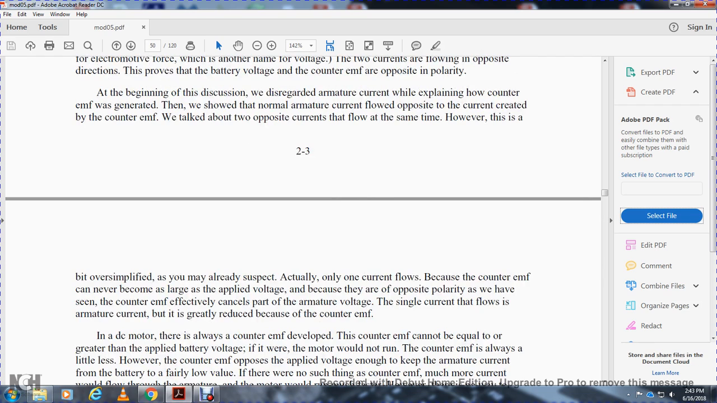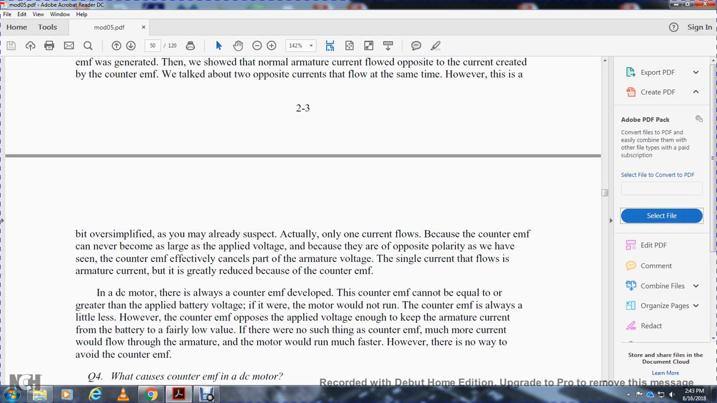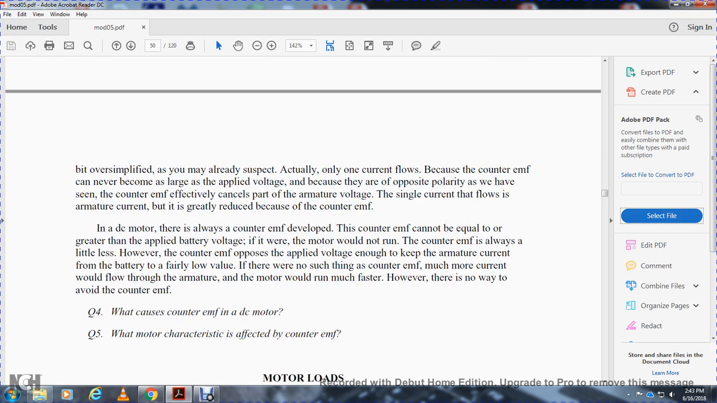However, this is a bit oversimplified, as you may already suspect. Actually, only one current flows. The counter EMF can never become larger than the applied voltage because of their opposite polarities; the counter EMF effectively cancels part of the armature voltage. The single current that flows is the armature current, but it is greatly reduced because of the counter EMF. In DC motors, there's always a counter EMF developed.